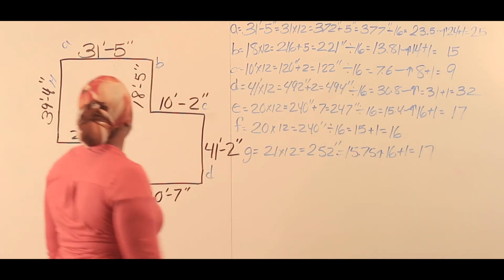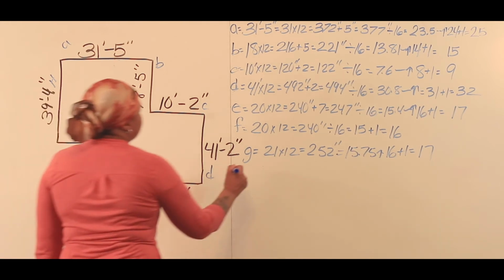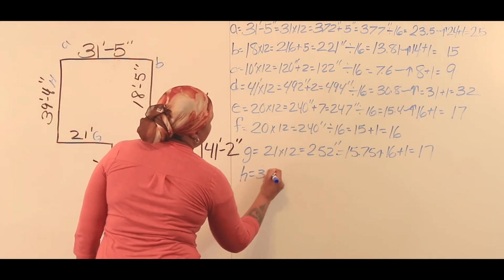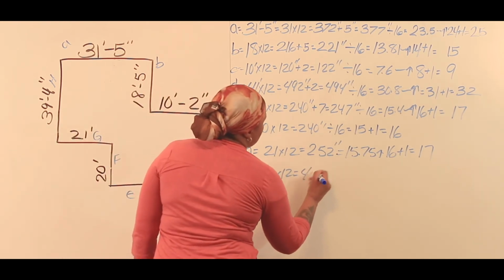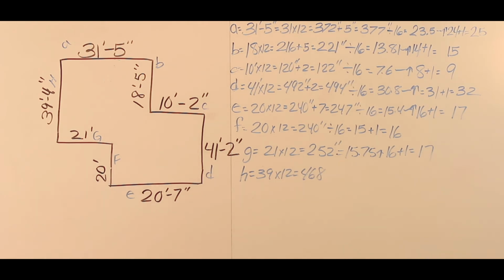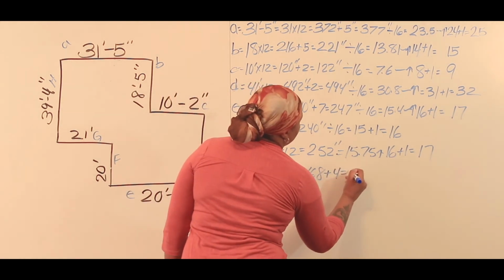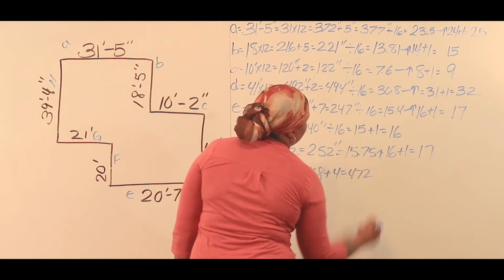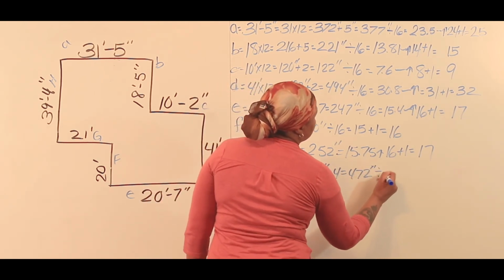Now the last one. H, 39 times 12, what do you get? 468. What's the next step? Plus the 4, equals 472. And then divide that by 16 and you get 29.5.